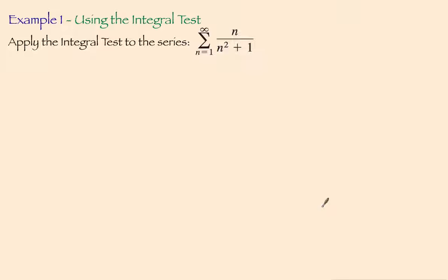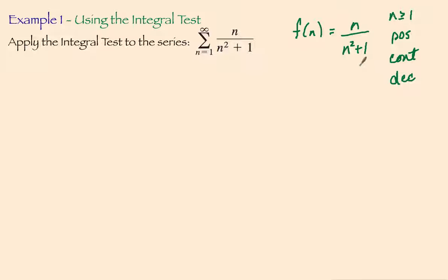In example 1, we're going to apply the integral test to the series n over n squared plus 1 from 1 to infinity. Now, we're going to let this general term, n over n squared plus 1, be a function, and I'll call it f of n, equal to n over n squared plus 1. We're going to see if for n greater than or equal to 1 this function is positive, if it is continuous, and if it is decreasing. And if these three conditions are met, we'll be allowed to use the integral test.